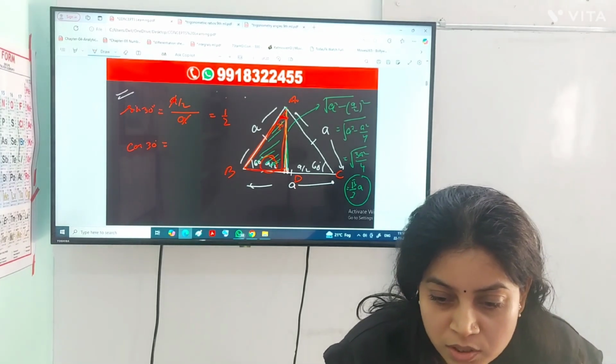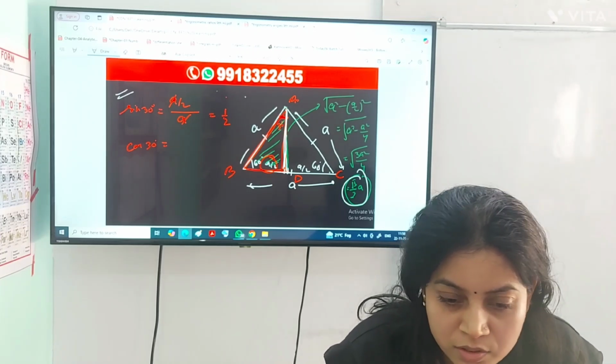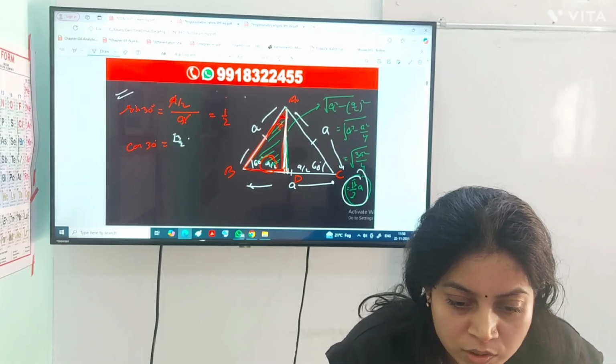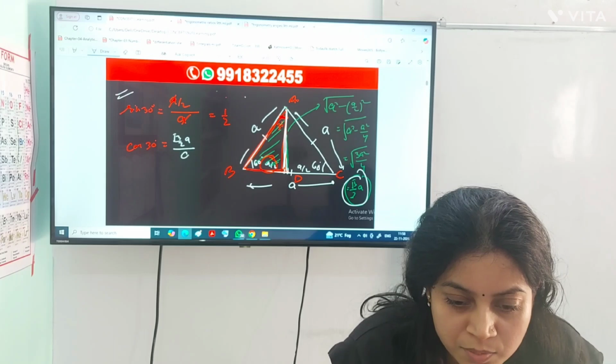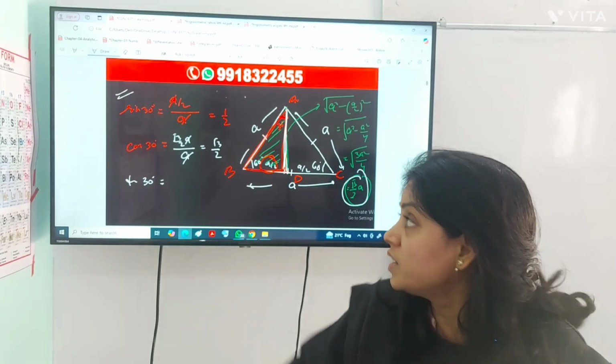If you want to calculate cos 30, what will be cos 30? Cos 30 will be base upon hypotenuse. So this will be the base. The base I have calculated is root 3 by 2 into A, and side upon hypotenuse is simply A, and A will get cancelled out. It will be root 3 by 2.